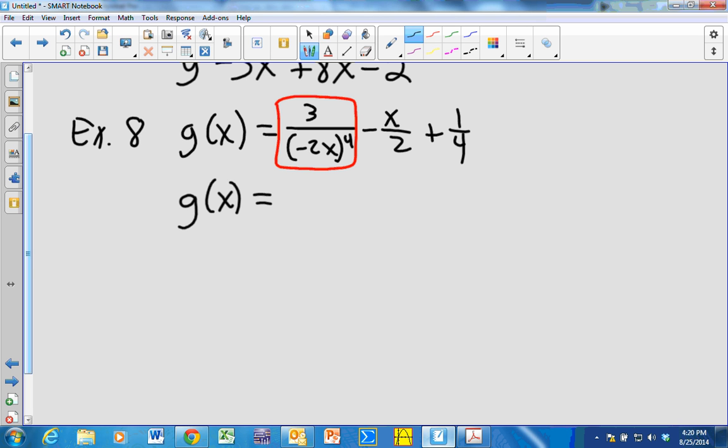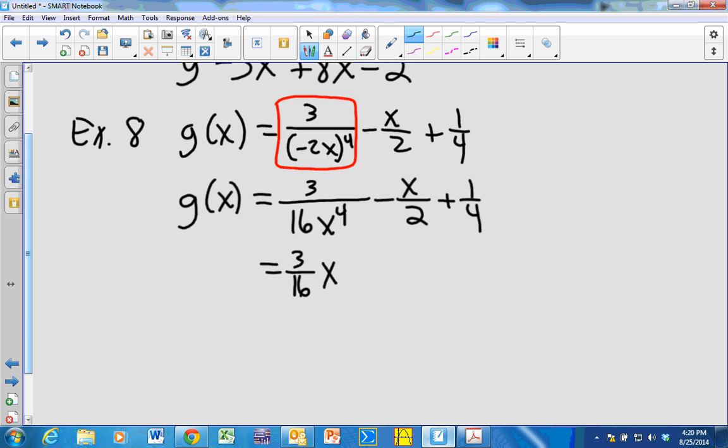We're not really multiplying it out as much as we're applying the exponent, because I need to get the number separated from the x. So you're going to have 3 over, it's negative 2 to the fourth, which would be 16, because that's negative 2 times negative 2 times negative 2 times negative 2. And then you're going to have x to the fourth. And then still just leave these minus x over 2 plus 1/4. Well, we can't quite do the derivative yet because we have x to the fourth in the bottom. So leave the number, make it 3/16 x to the negative 4, and then minus x over 2 plus 1/4.